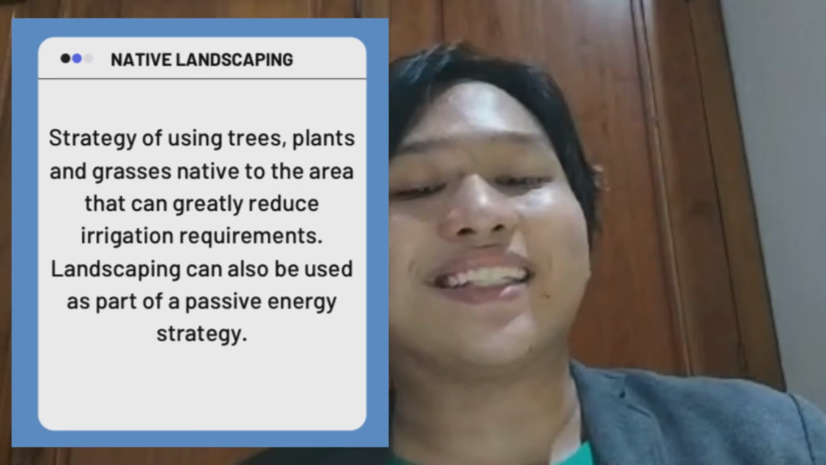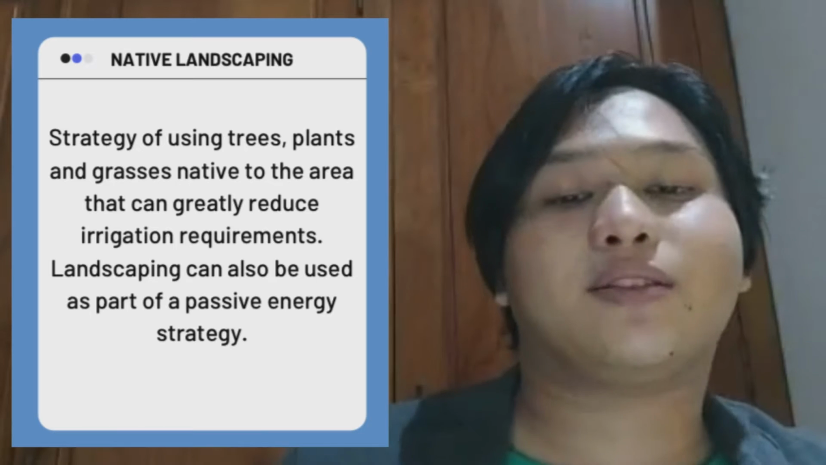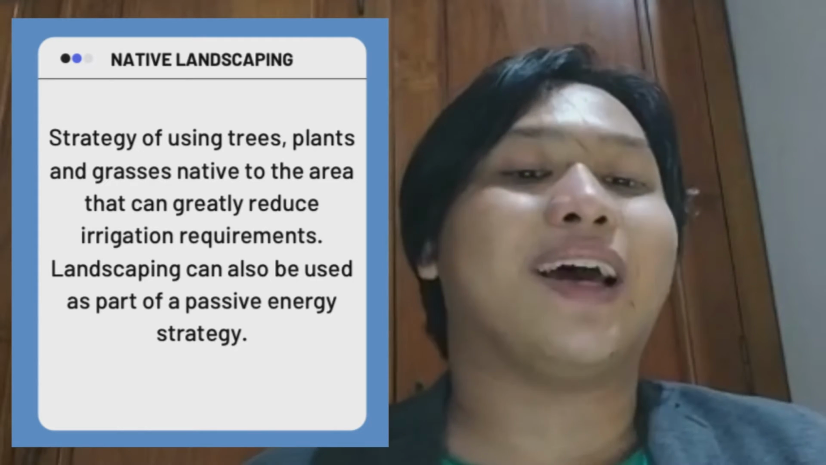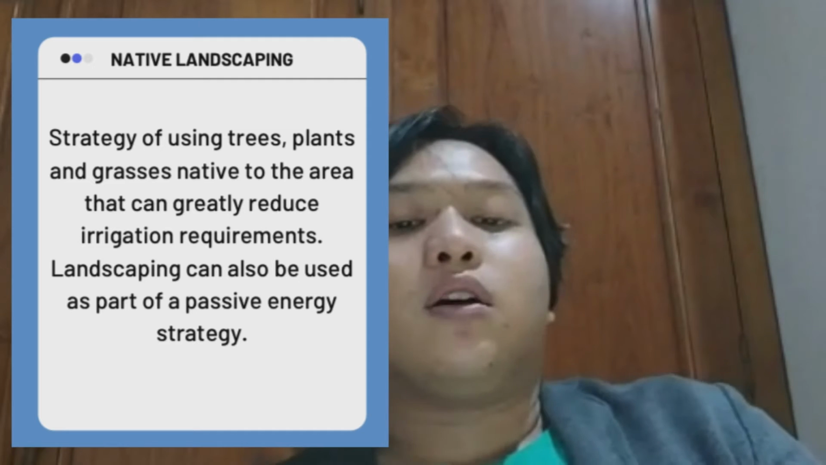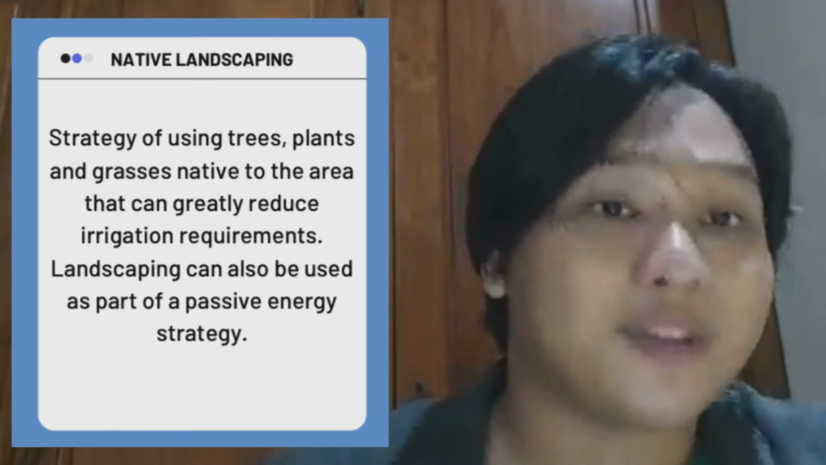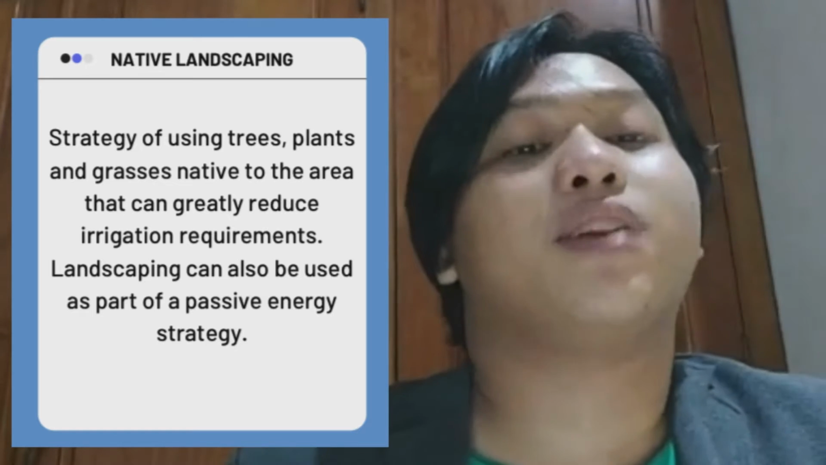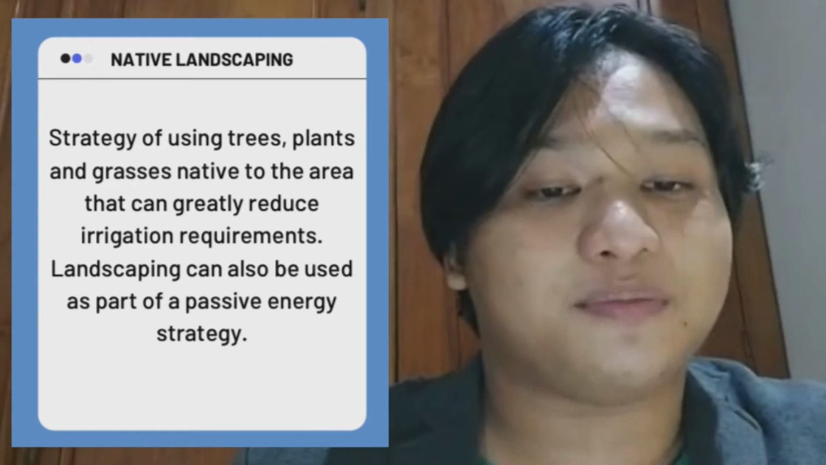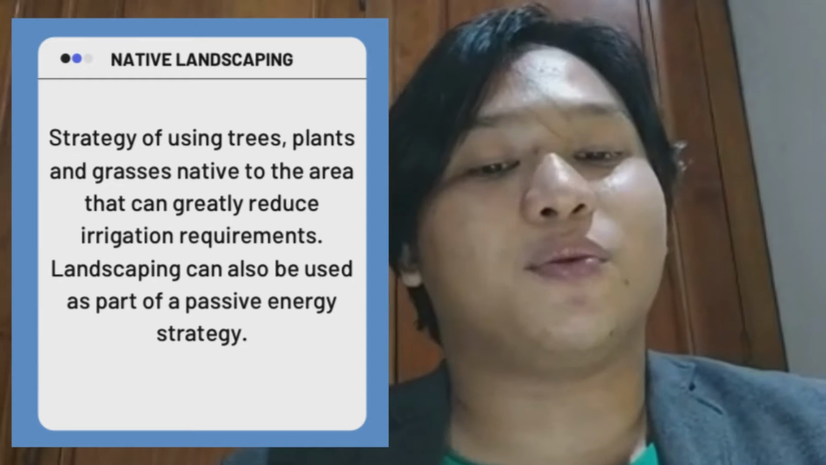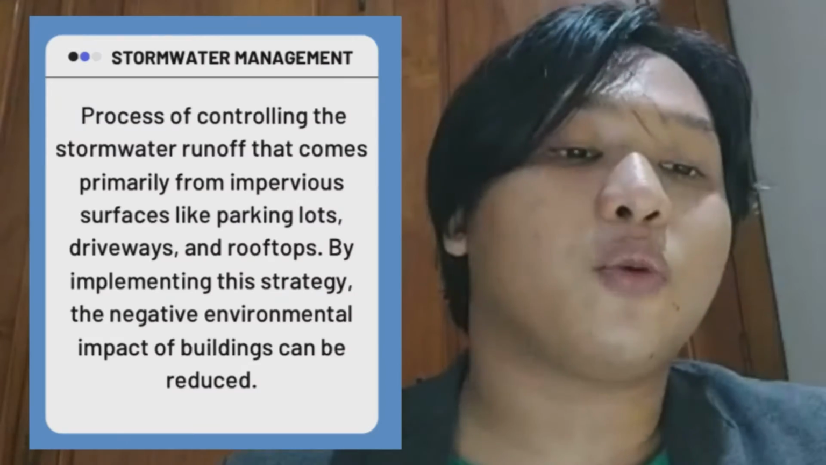So moving on from point number 4 to point number 5. What is native landscaping? Native landscaping is a strategy of using trees, plants, or basically native vegetation that is native to the area so that it can greatly reduce the irrigation requirements of the building landscape. This landscaping can also be used as a passive energy strategy, but basically it's to reduce the irrigation requirements. So moving on from point number 5 to point number 6 is stormwater management.